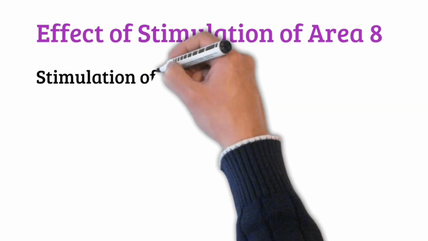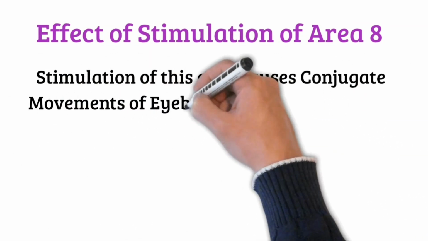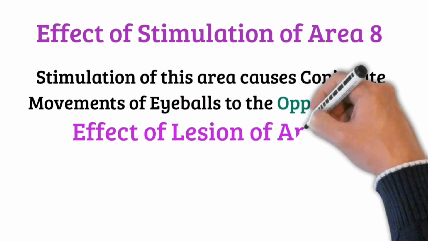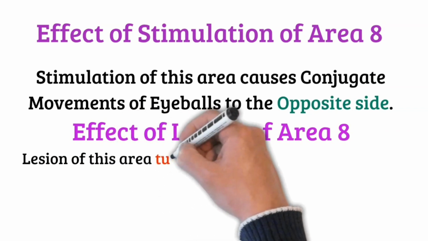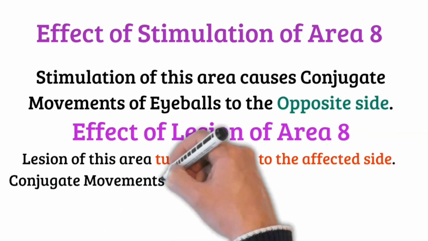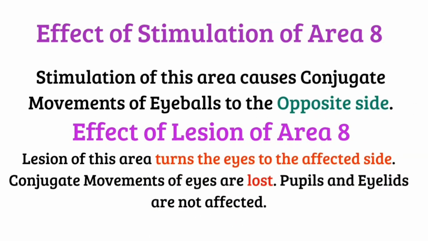Effect of stimulation of area 8. Stimulation of this area causes conjugate movement of the eyeballs to the opposite side. Effect of lesion of area 8. Lesion of this area turns the eyes to the affected side. Conjugate movements of the eyes are lost. Pupils and eyelids are not affected.